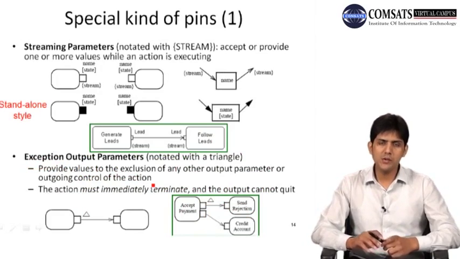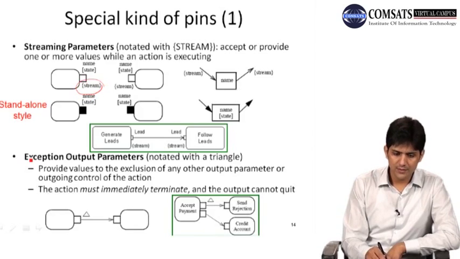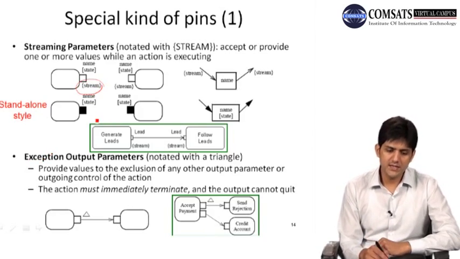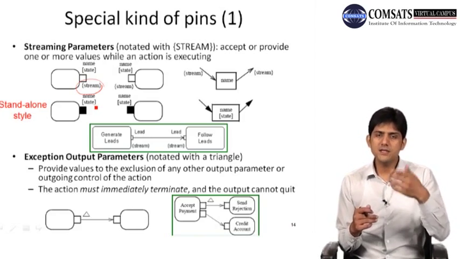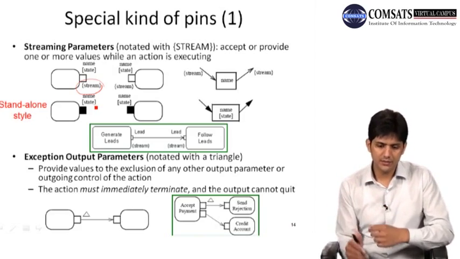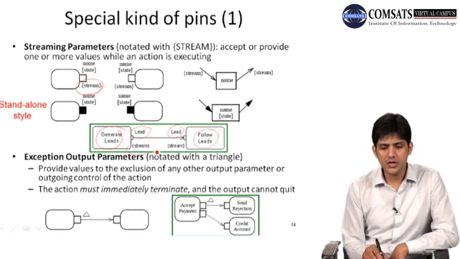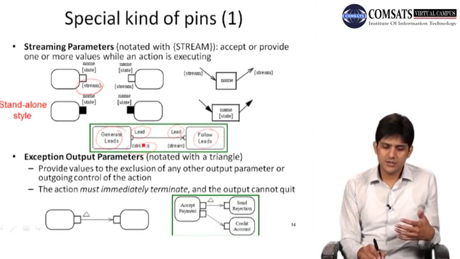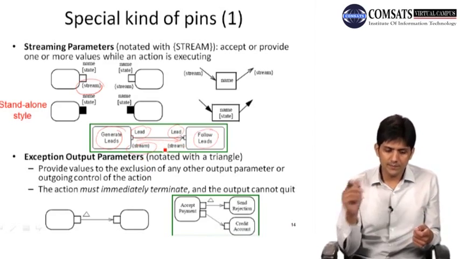First of all, we look at streaming parameters. They are usually notated with this word stream. They accept or provide one or more values while an action is executing. By stream we mean that the information is continuous. The action is performing, but there is something going out of that action. For example, in this case we have generate leads, and we have lead here, and then we have follow leads. Now this is a stream because this activity is continuous. You are getting leads continuously, so there is a stream of information going from this pin to this action. So we have continuous data going from one end towards the other.